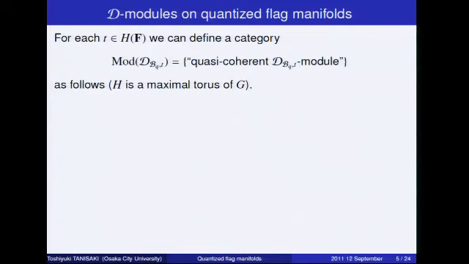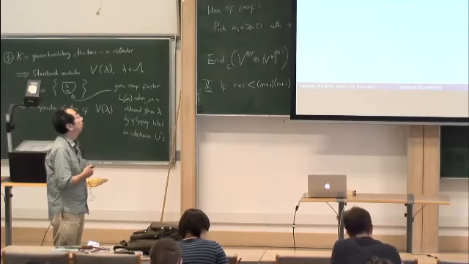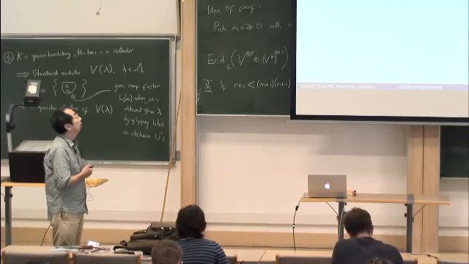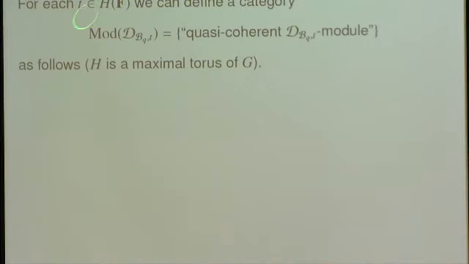In the ordinary case, the twisting parameter for twisted differential operators on the flag manifold is given by the dual of the Cartan subalgebra. But in this quantized situation, the twisting parameter is in H(F). H is the maximal torus of G, and the F-valued points correspond to the twisting parameter. t equal to 1 corresponds to the non-twisted D modules. And we can define this category as follows.